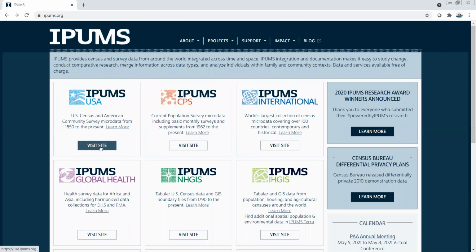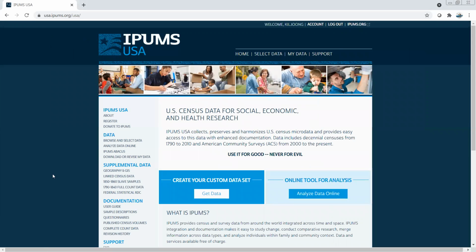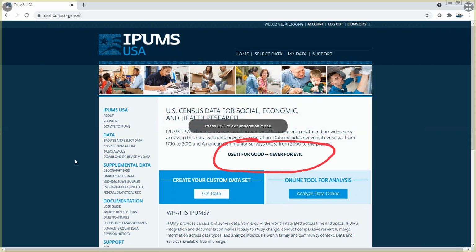Now here, if you go to iPUMS USA, this is where you can get American Community Survey, and because the topic that the data covers is very robust, it's really important that you customize the data in a way that's really specific. Otherwise, you're going to get an overwhelmingly robust set of data. Before you download the data, you do have to register with the organization. It's free of charge, but do remember that you have to promise to use it for good and never for evil.